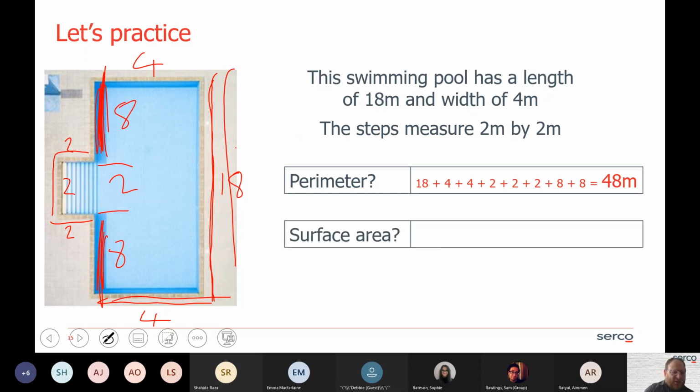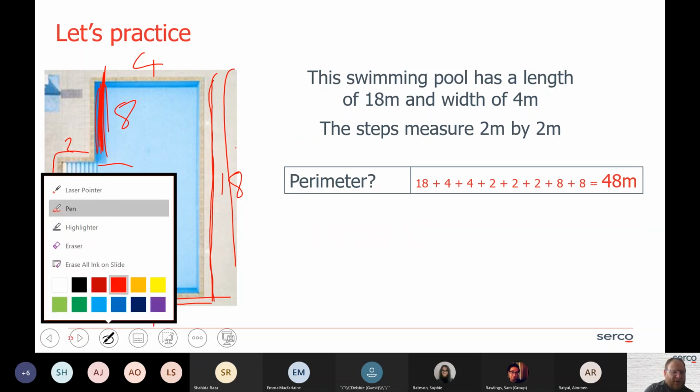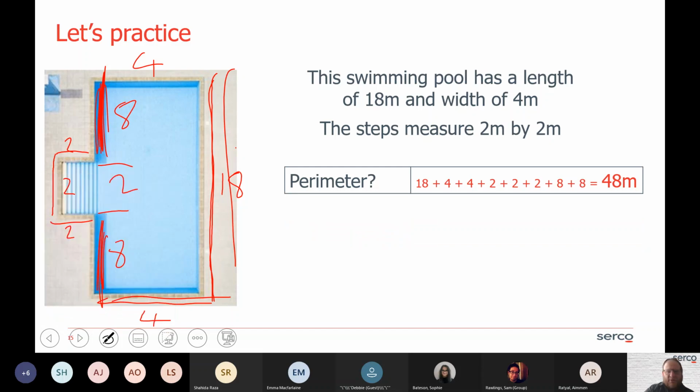Let's change color to show where I am. Let's do it in green, see if it shows up. So I would add up 18 side here. I would add up 4 and 4. I would add up 2, 2 and 2. And then I've got 8 here and 8 here, which does indeed give us a total of 48 meters.